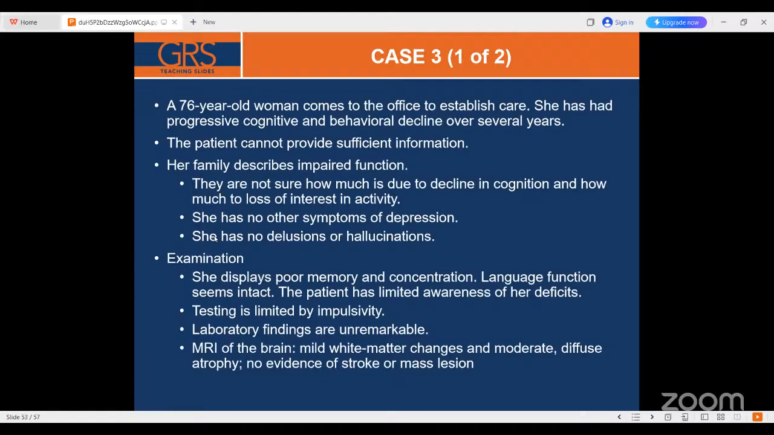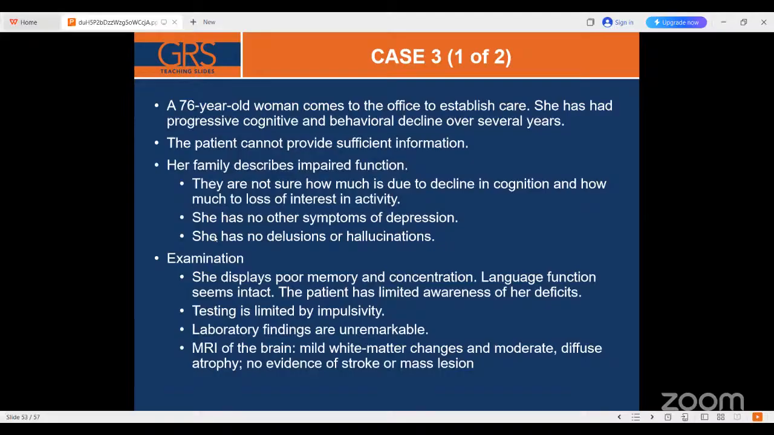Lastly, we have a 76-year-old woman who comes to the office to establish care. She has had progressive cognitive and behavioral decline over several years. The patient cannot provide sufficient information. Her family describes impaired function. They are not sure how much is due to the cognitive decline and how much is loss of interest in activity. She has no other symptoms of depression, and she has no delusions or hallucinations.